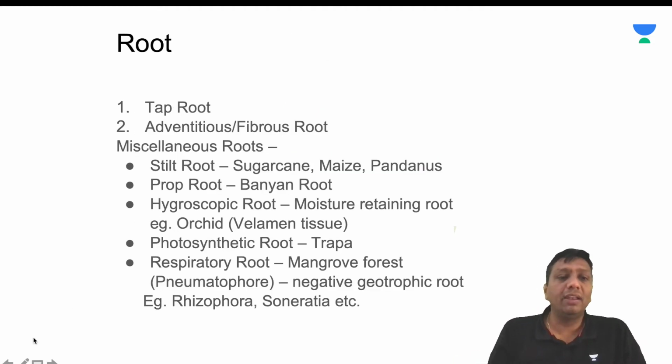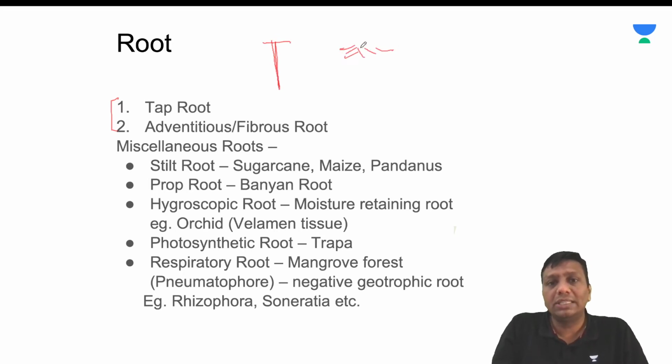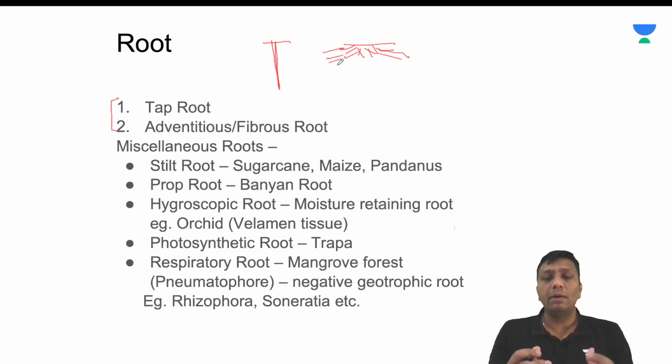Now come. Even if you people see, the roots are generally of two types. The one is tap root and the second is adventitious root. Tap root goes vertically downwards. Adventitious root is more horizontal. It covers more area, so it holds a larger amount of soil, and that is the reason they provide more strength to the plant body.